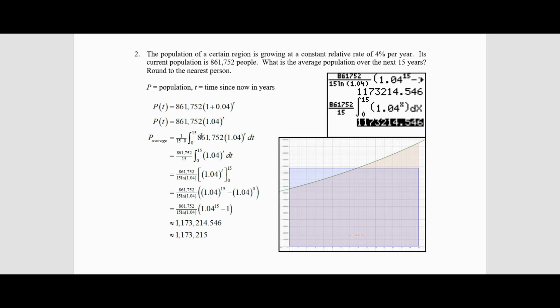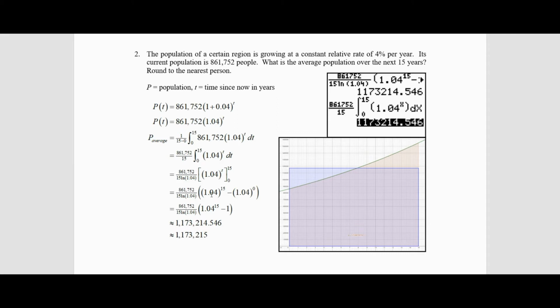I went ahead and brought that coefficient out front, so that's 861,752 over 15 times the integral from 0 to 15 of 1.04 to the t. Exponential function, its antiderivative is the same function, and then divide by the natural log of the base there. So now we have a natural log of 1.04 in the denominator out here. And I evaluate from 0 to 15.